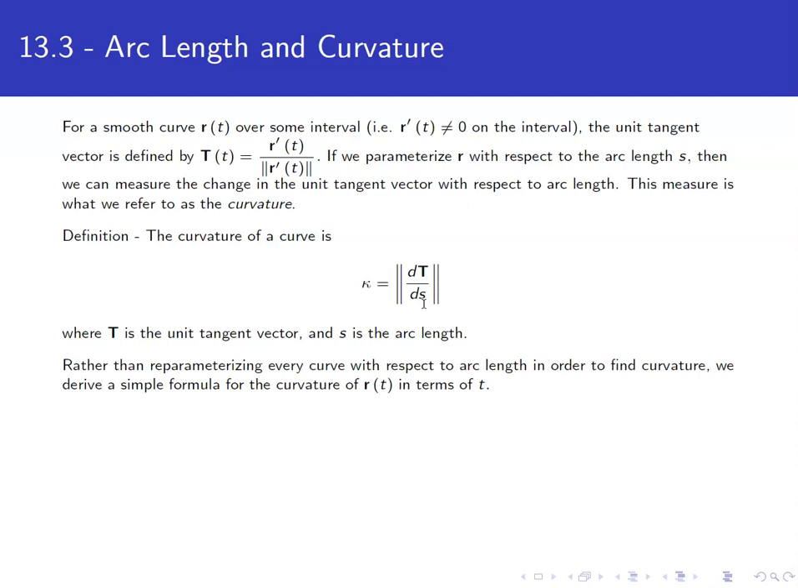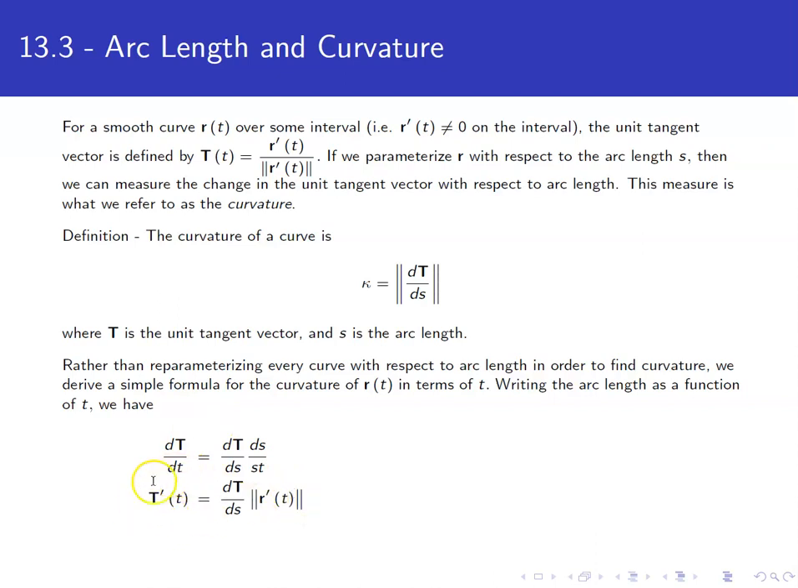It would be helpful if we had a curvature formula in terms of t rather than s, so we wouldn't have to reparameterize the curve every single time in order to find its curvature. So let's do that. So if we have the arc length function as a function of t, we can use the chain rule to find the derivative of the unit tangent vector with respect to t. That's the product of these derivatives. This is just a chain rule.